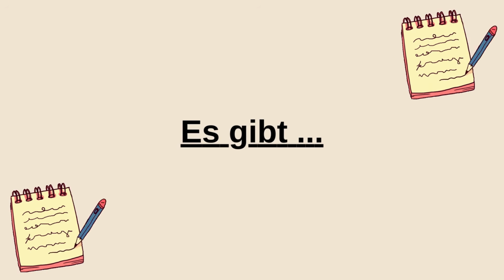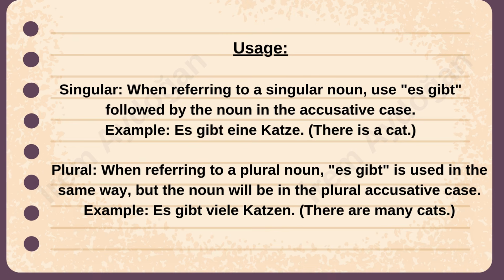So, es gibt lesson. We're gonna learn es gibt in this lesson. Es gibt means there is and there are in English. When referring to a singular noun, we use es gibt followed by the noun in the accusative case. Es gibt eine Katze. There is a cat. When I wanna say there is a cat, I use es gibt.